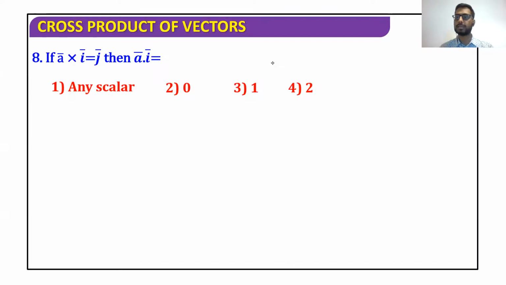Instead of the b term, I have the I term over here. So my final answer would be magnitude of a square into magnitude of I square. Magnitude of I square is equal to 1. Therefore, the answer is equal to magnitude of a square. Now, the value of a is not mentioned. Therefore, a can be any particular scalar term. Therefore, my answer would be 1, any scalar.